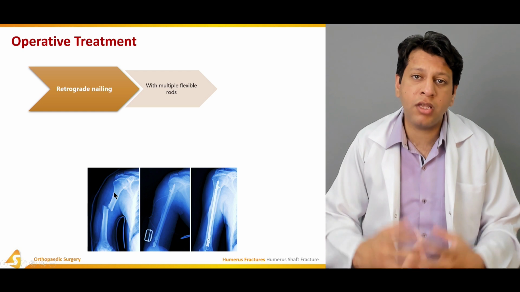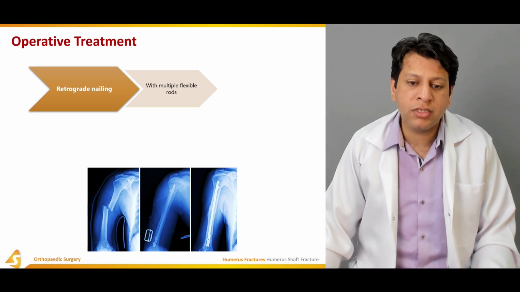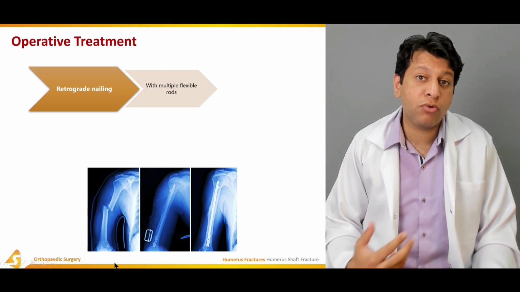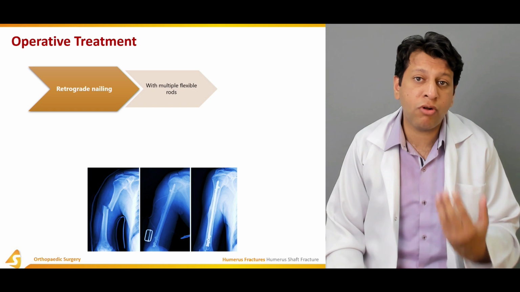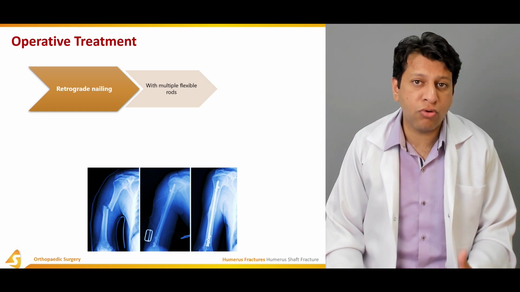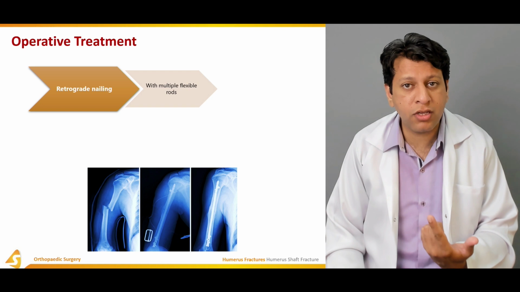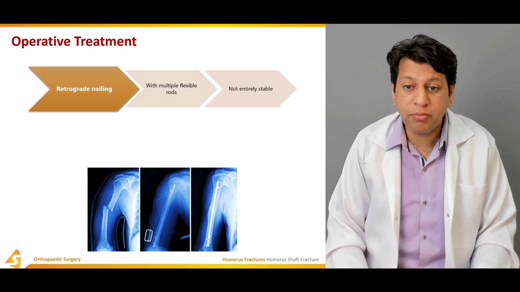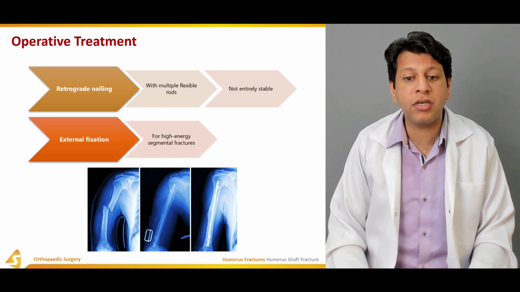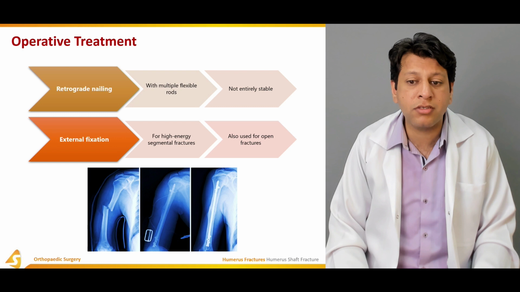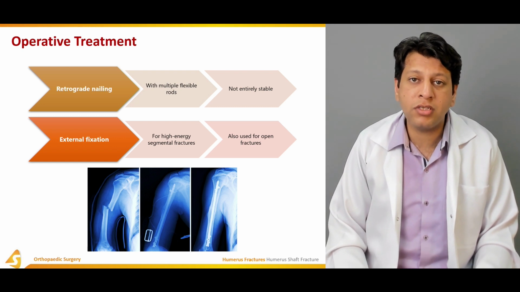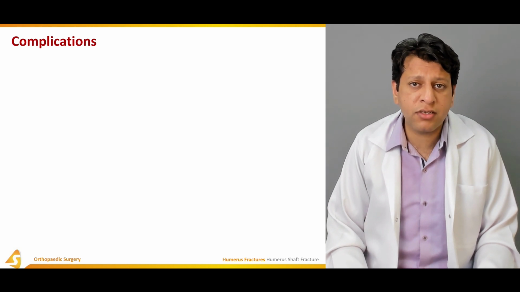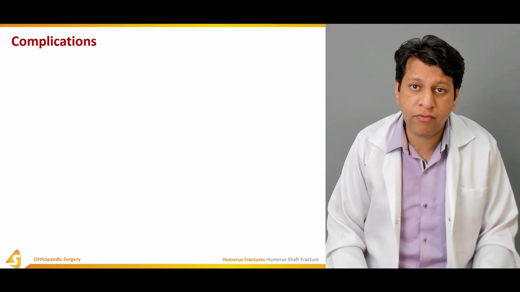But if the same fracture is associated with a floating elbow, that is, one fracture present over here and another in the radius and ulna as well, then probably retrograde nailing would be good, because all we need to do is open one joint. We need to open the elbow for the radius and ulna. We can put the nail retrogradely and we can fix the radius and ulna through the elbow joint as well. Another option is external fixation, but it is usually reserved for high energy segmental fractures associated with neurovascular injuries and open fractures mainly.